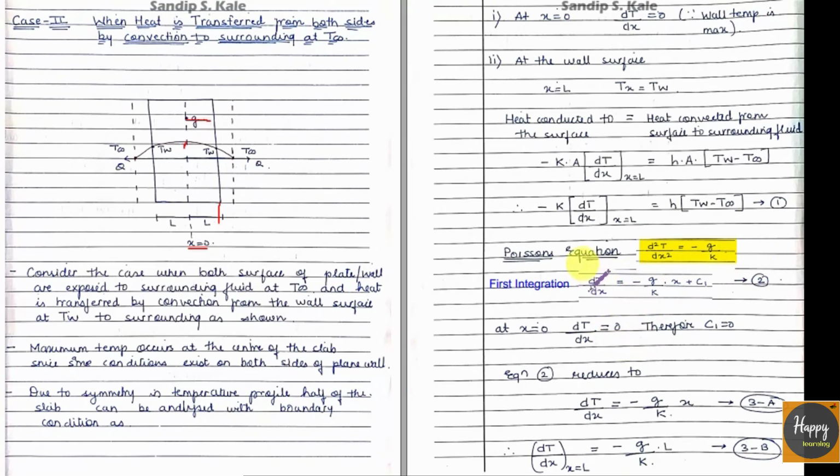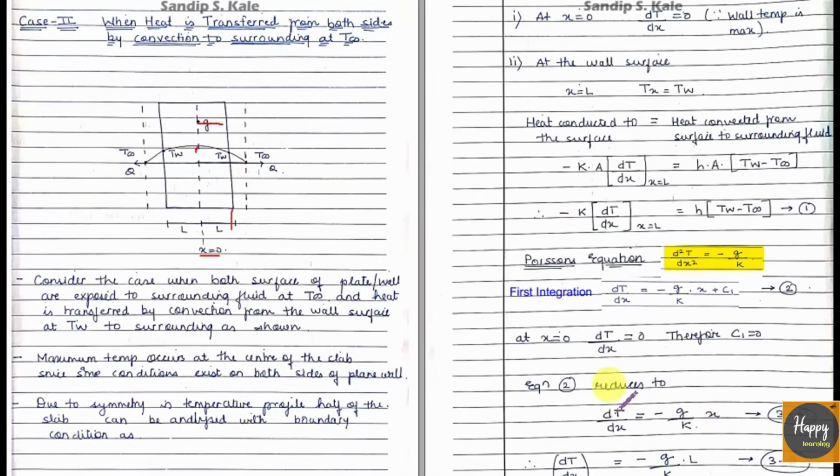But before this, I will again apply the boundary condition dT/dx at x = L. So we will apply the boundary conditions at x = L now at this point. First we have applied at x = 0, so instead of x, I will write L. So dT/dx at x = L is nothing but -g/k into L. So instead of x, I have written L, right?